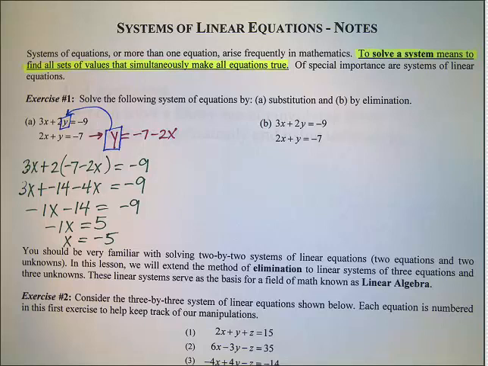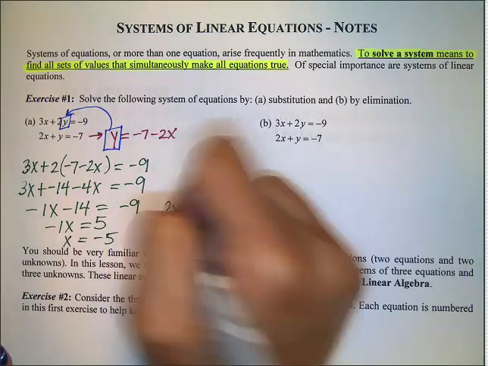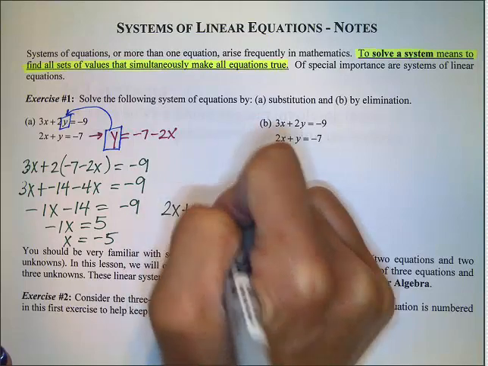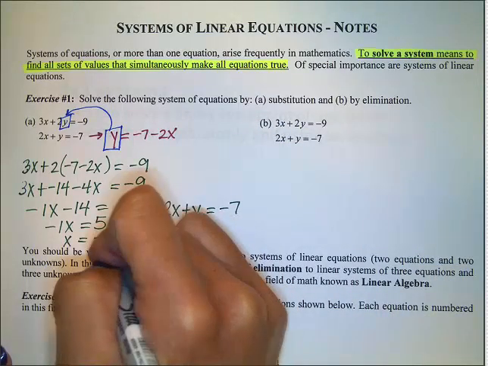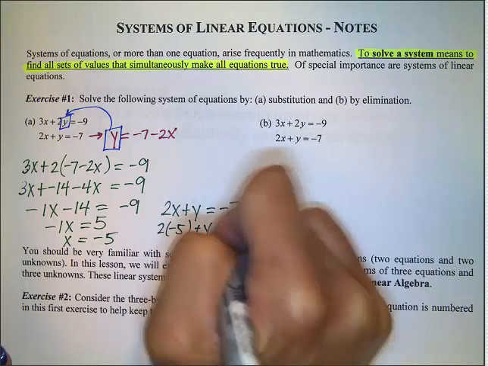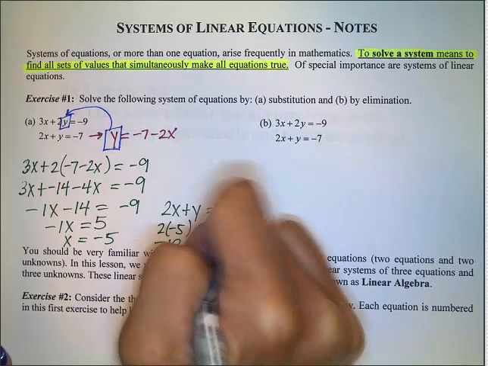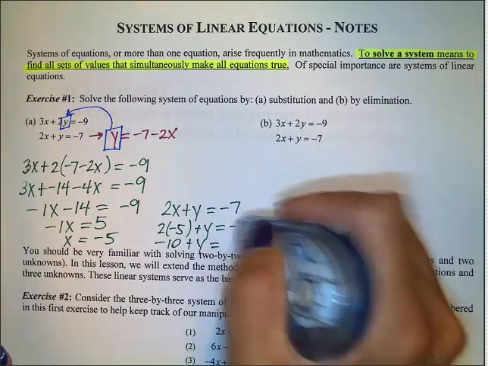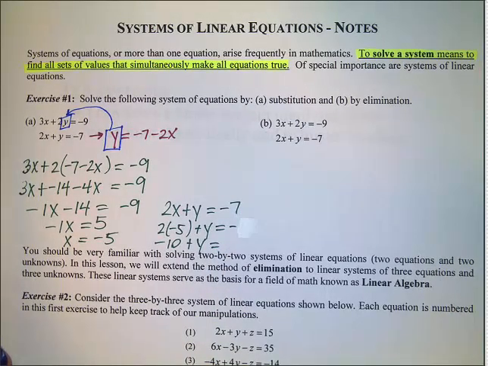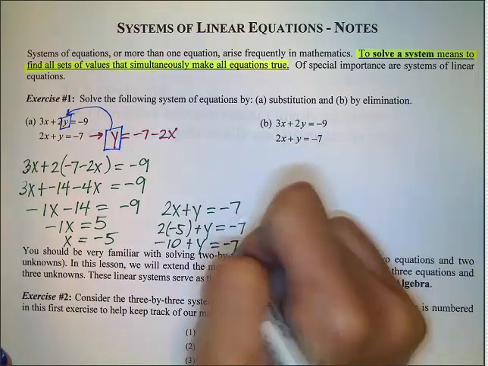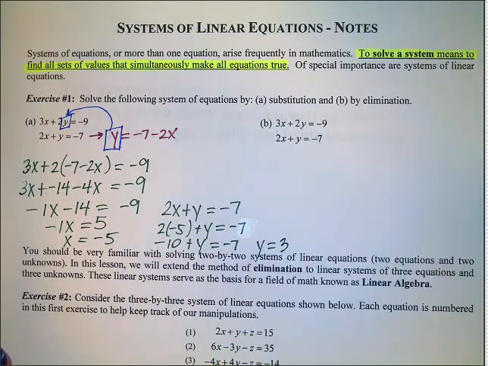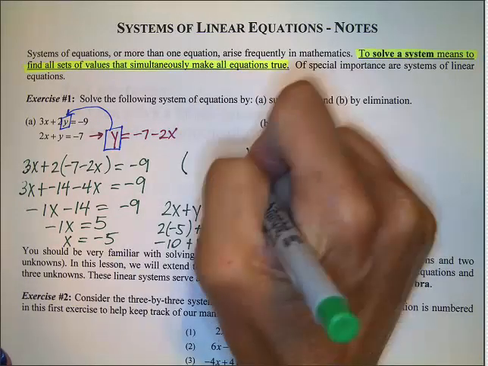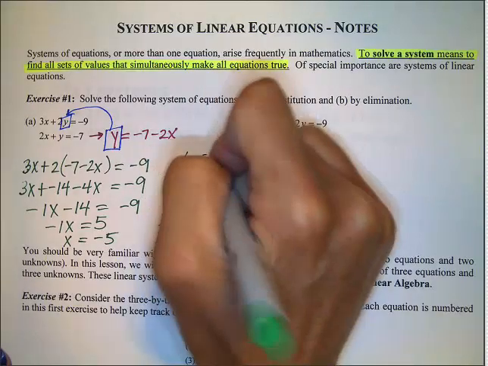So I still have to find y. The good news is you can pick either equation, the first one or the second one. I think the second one's easier. So 2x plus y equals -7. Well, I know what x is. X is -5. So we have -10 plus y equals, and I screwed up over here, this should be a -7. So when I add 10 over, y equals 3. So my answer, and I'm going to write it as an ordered pair, x comma y, is -5 comma 3.